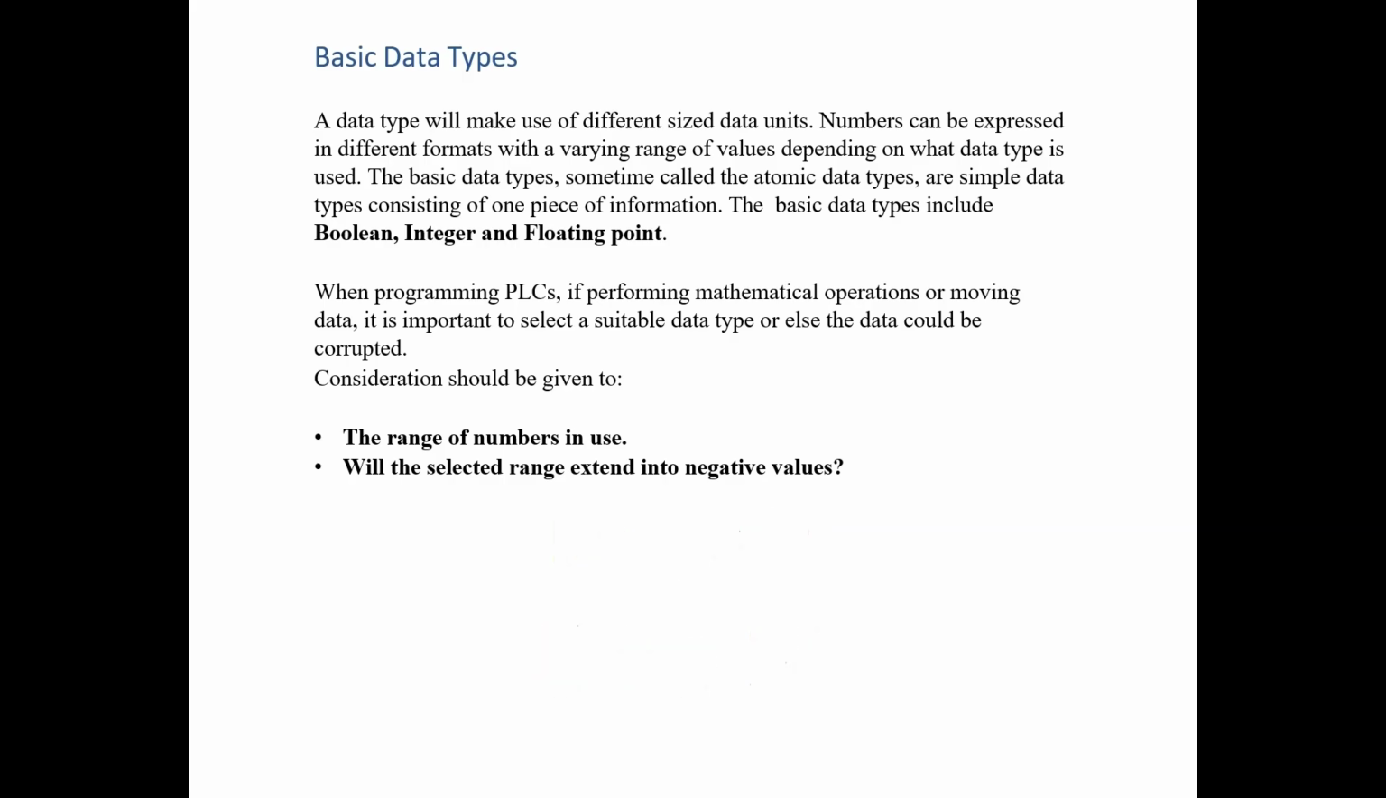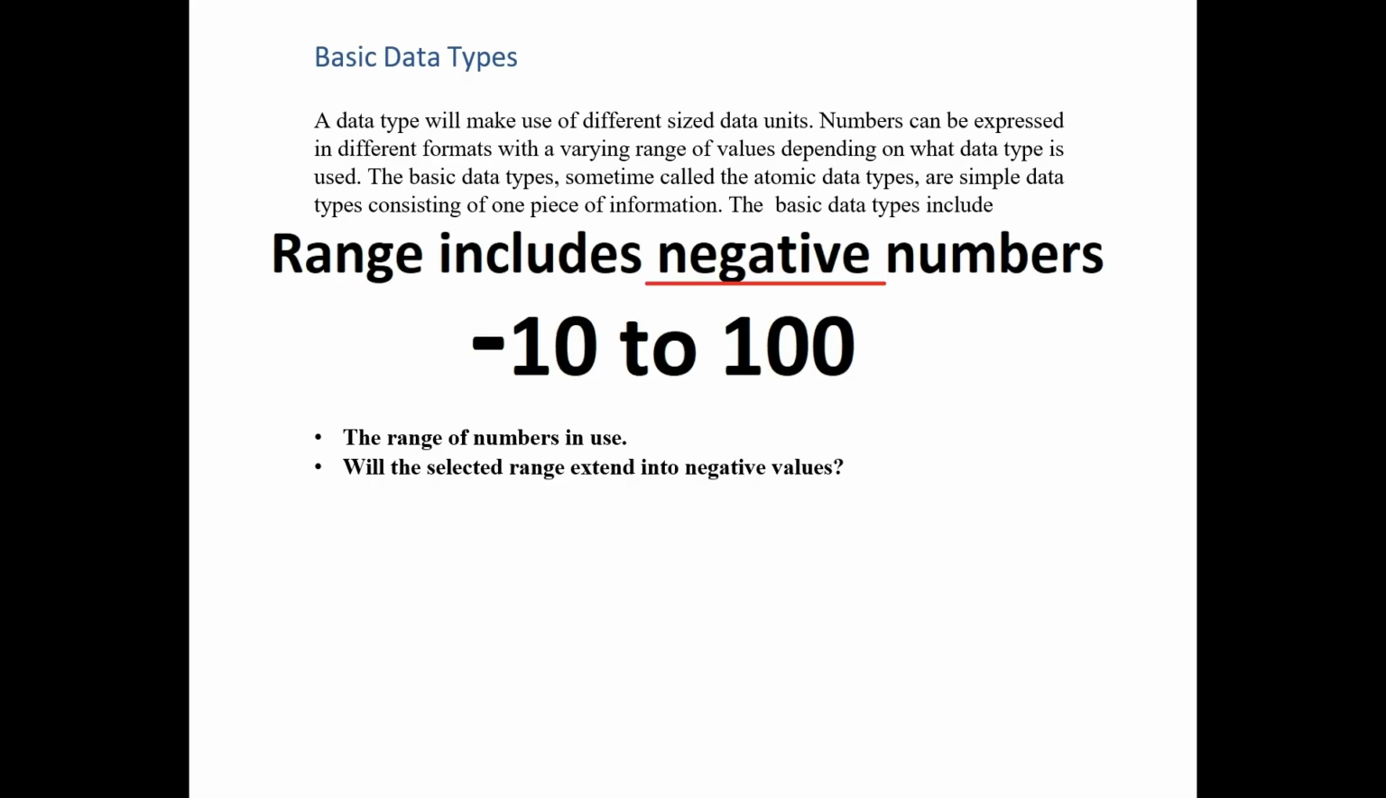You must also consider, will the selected range extend into negative values? For example, you're programming a thermometer display and you need to show temperatures as low as -10 and up to 100 degrees. You are working with negative numbers, and there's a suitable data type for that.